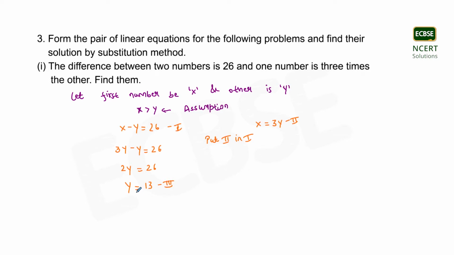Let this be third. Now substituting this value of y in second, that is put 3 in second, x comes out to be equal to 3 into 13, which is equal to 39. So from here the first number, that is x value, is equal to 39, and the second number, y, comes out to be equal to 13. So this was all about the first problem of question third of this exercise.